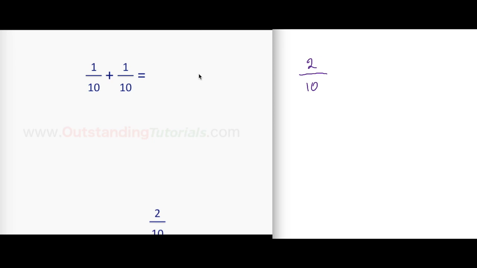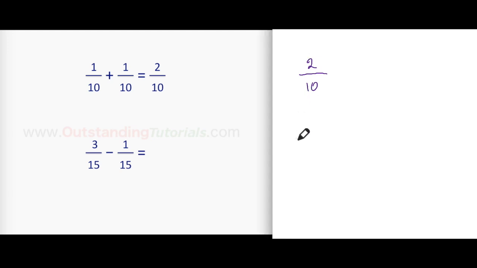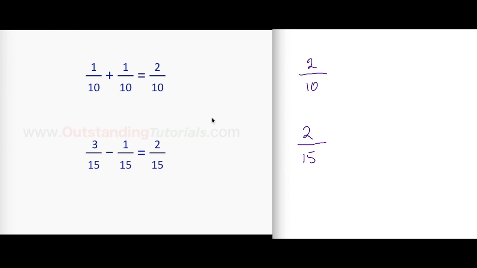Okay. This one, the denominators are the same. So when they're the same, they must remain the same. So that I know the answer will have a denominator of 15. Because if they're the same, they must remain the same. That means that I just have to equate and deal with the numerators. 3 minus 1 gives me 2. So 2 over 15. If they're the same, they remain the same.